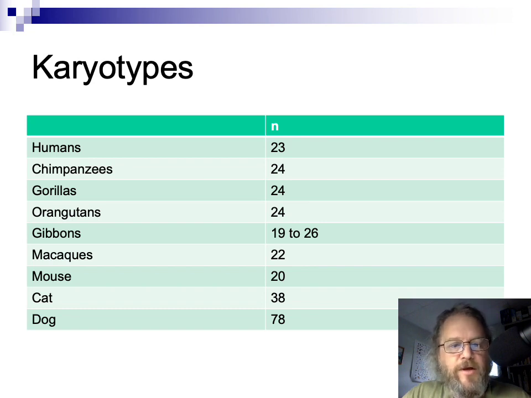Anyway, my point being, here are humans, chimpanzees, orangutans, gibbons. There are four different genera of gibbons, and they differ by their karyotype. Macaques, the rhesus macaque, is a common organism used in medical research. Of course, the house mouse, and this would be 19. Cats have 19 in the haploid. Dogs have 39 in the haploid.